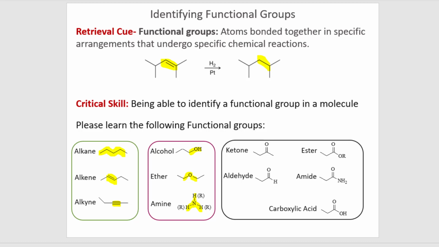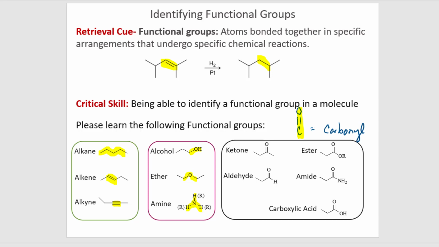Now, this can seem a little confusing. I get this a lot with students. They see an OH and they immediately think alcohol. But I want you to now pay attention to the other box I have here to the right. These are all functional groups that have a carbonyl. A carbonyl is a carbon double bonded to an oxygen. Okay, that is a carbonyl.